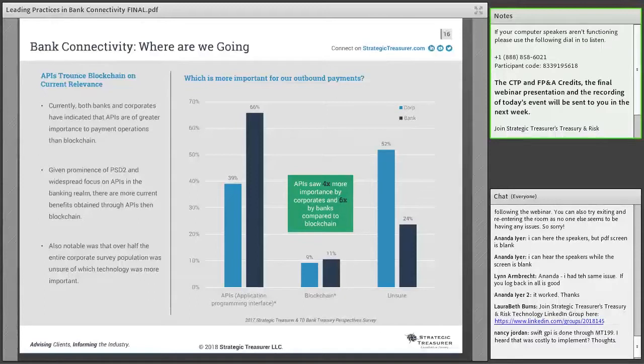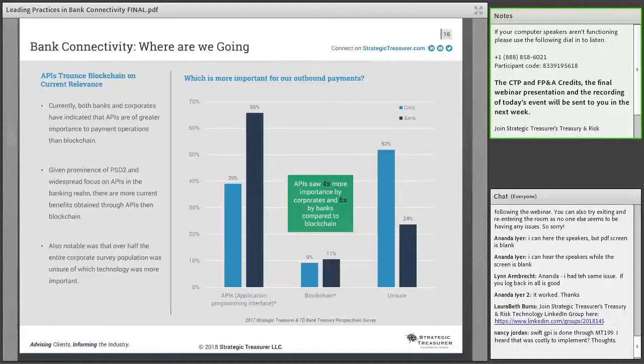So going quickly in the interest of time, we recently decided to poll both corporates and banks on their perspectives towards APIs and blockchain, and actually decided to pit the two technologies against one another to see where practitioners saw the greatest current benefit for their outbound payment operations. And looking at the data, clearly APIs were the winner for both banks and corporates. In fact, they were labeled as more important by 4 times as many corporates and 6 times as many banks.